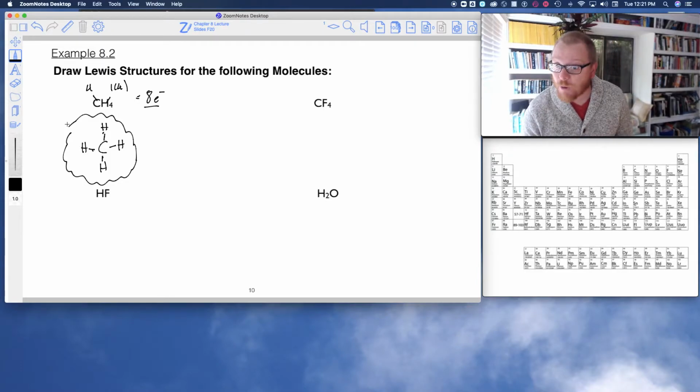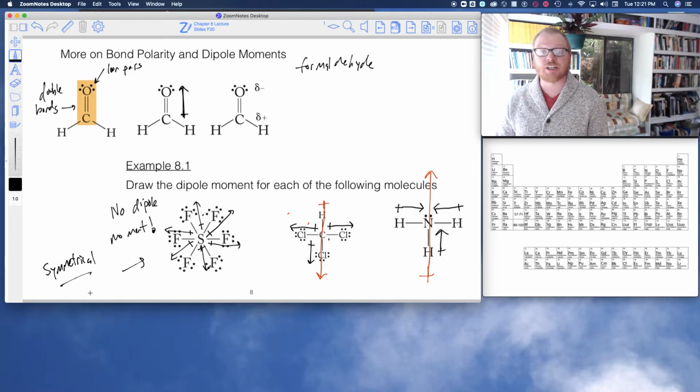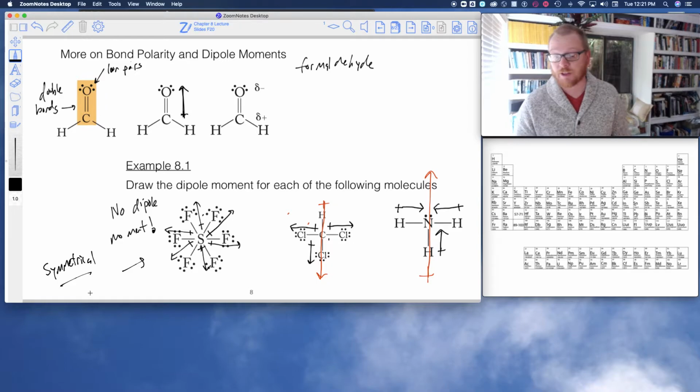No dipole moment because it's totally symmetrical. And I think I forgot to say that on the previous slide. So I'm going to make that note right here. So this SF6, it's symmetrical. And that's a good indication of no dipole moment when a molecule is symmetrical.